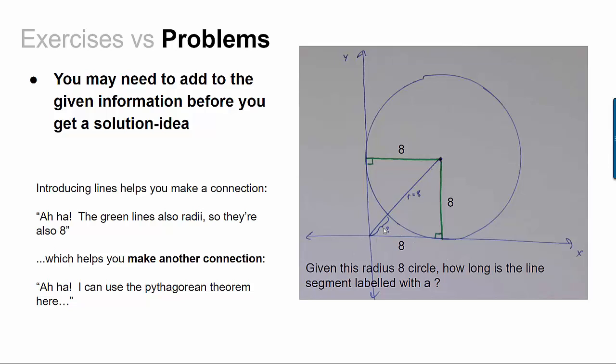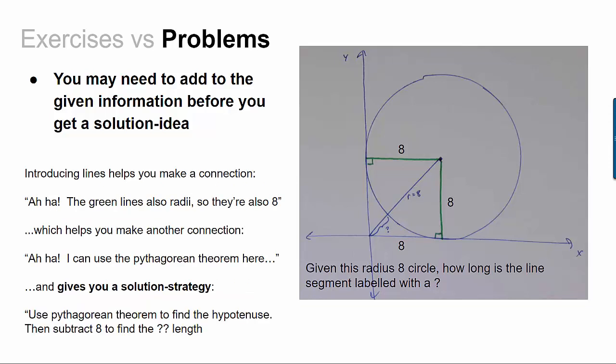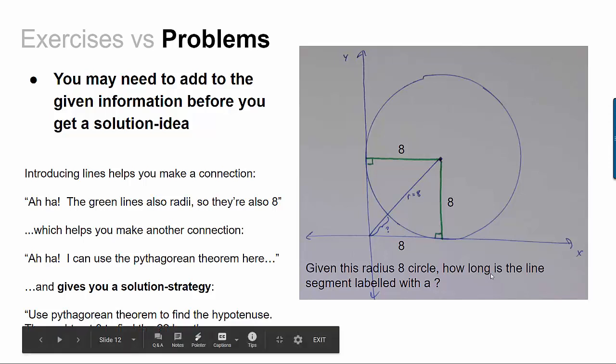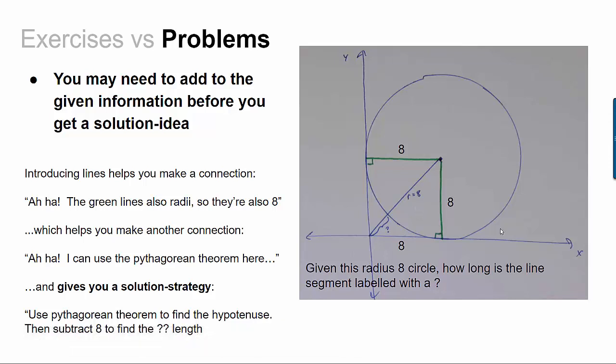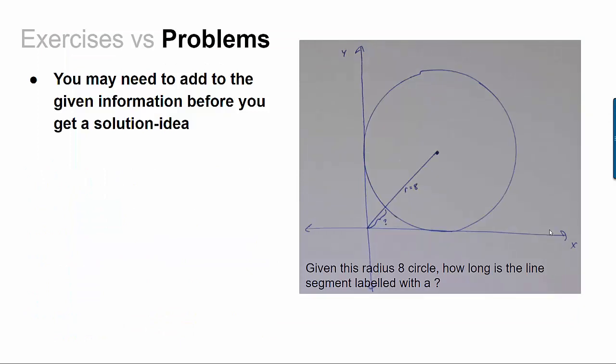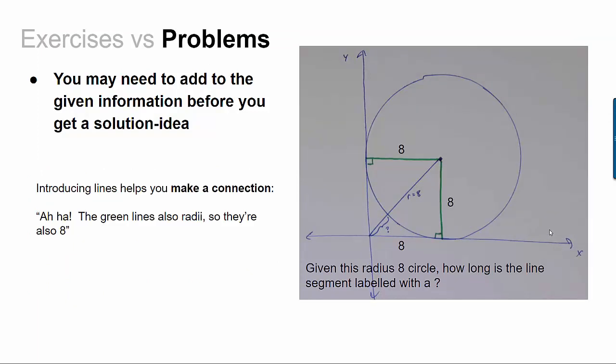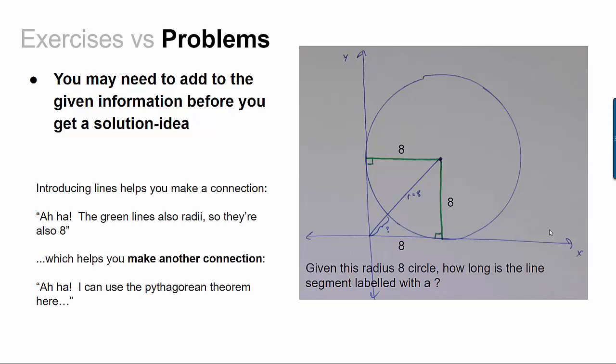And then once you've done that, the length of the entire diagonal minus that radius should give you what you're looking for. So that's a solution strategy: thinking if I could find this, then I could do that, and that leads me to my solution. That's the strategy. But if you go back to the original problem, the strategy wasn't obvious just looking at this. So we had to add things to the problem in order for the strategy to become clear.